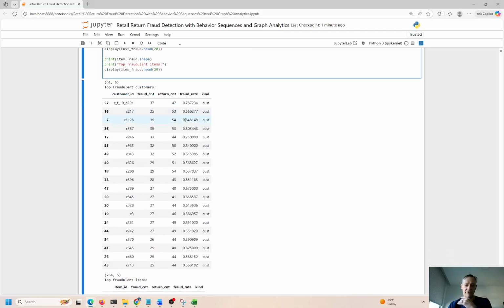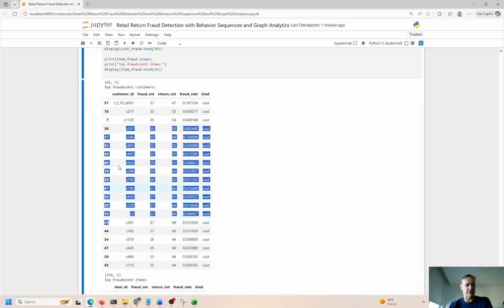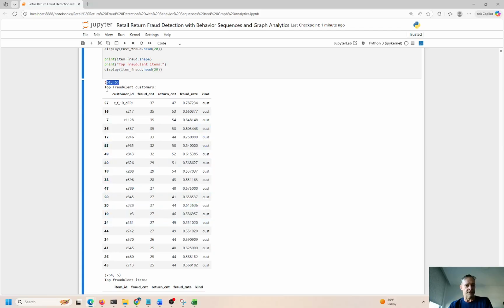Don't do transactions with these people. This is almost guaranteed fraud. Your business is losing money. We have the top 61, 5 columns. So these are the 5 columns, 61 rows. Okay, so everything is in columns, comma, rows. Excel works the same. It's always column, comma, row.